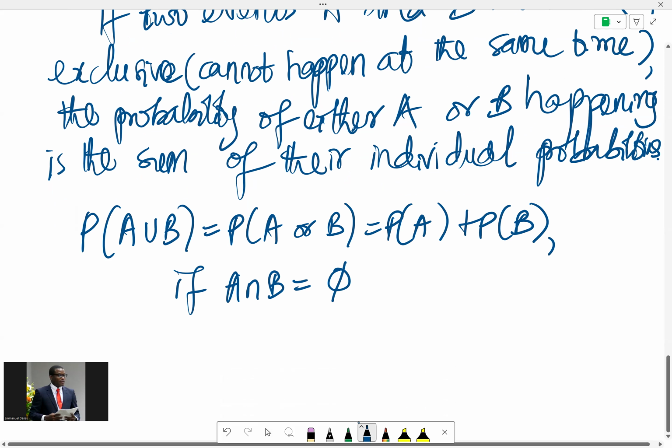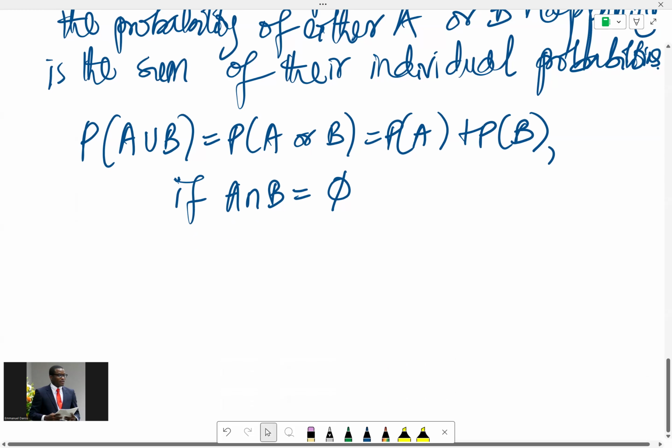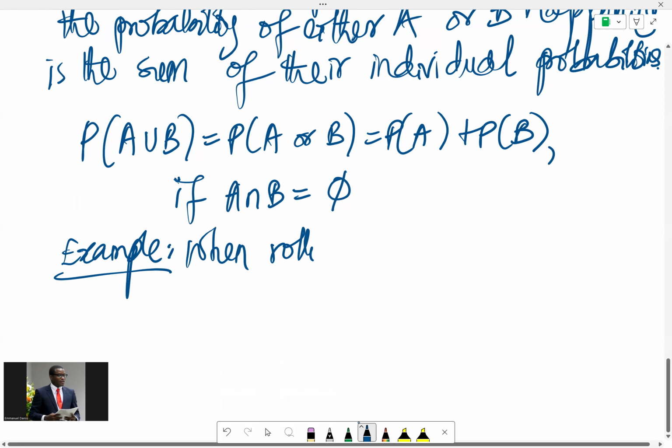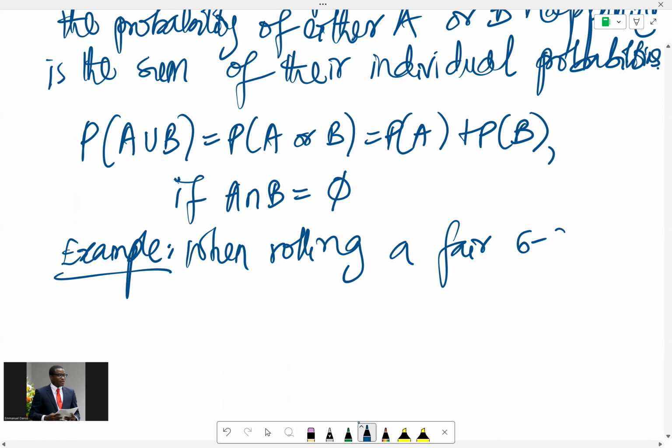So we're saying that the probability of A union B, which is like the probability of A or B, is the probability of A plus the probability of B. And this happens if A intersection B is empty. We've done set theory before now, so you can refer to the playlist to understand what this whole empty set thing is about.